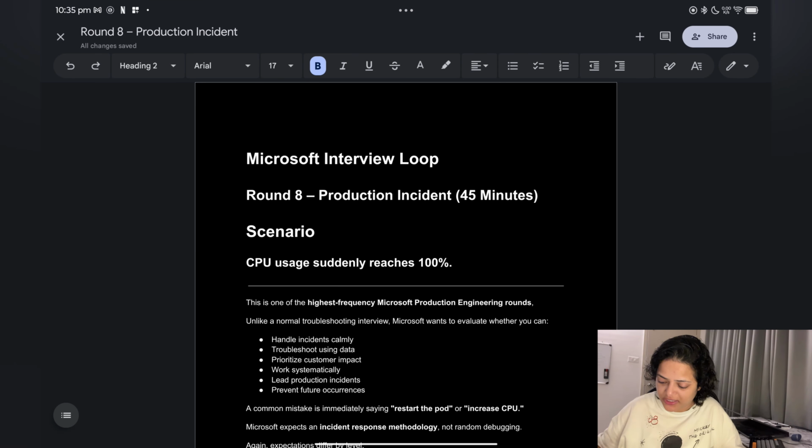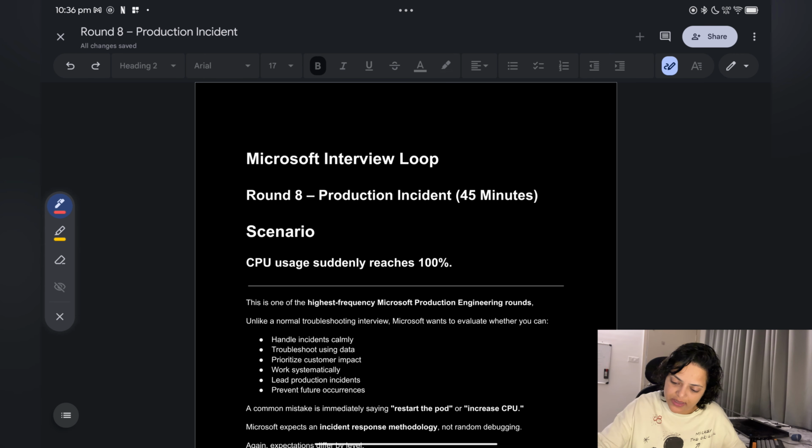Hey guys, so let's discuss a new round from the Microsoft interview loop, which is round 8, code production incident. The scenario given to you is: CPU usage suddenly reaches 100%, then what will you do? Before jumping on to the answers, let's see about the question.